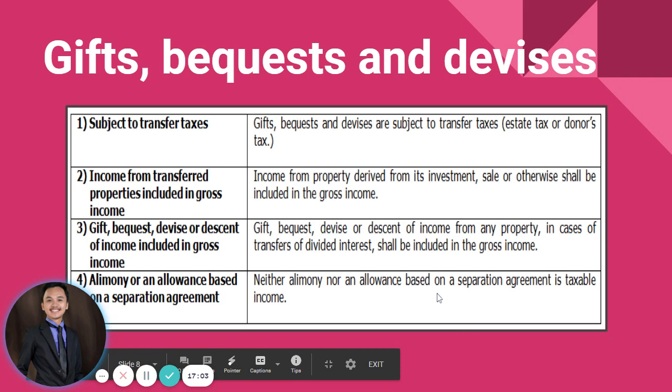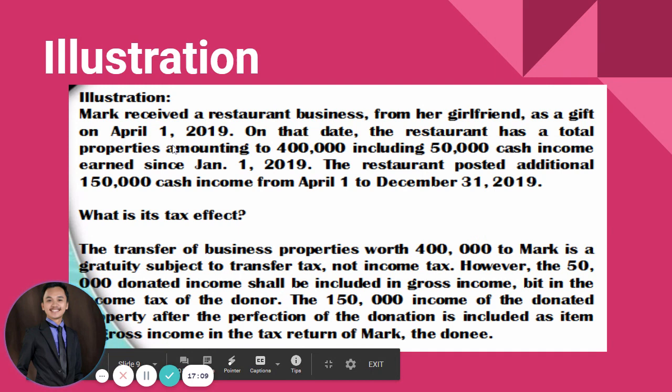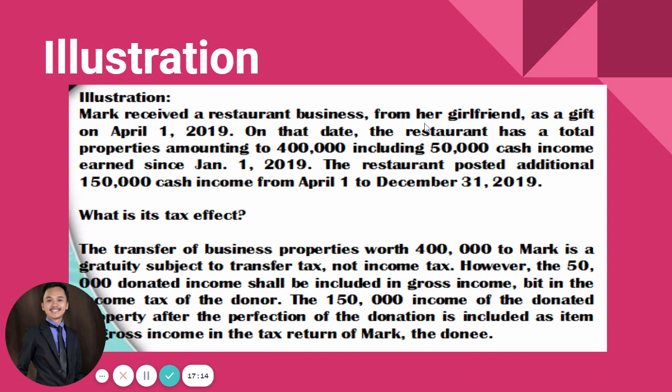Okay, example. Mark received a restaurant business from her girlfriend as a gift on April 1, 2019. Yes, you heard it right. Mark received a restaurant business from her girlfriend. Okay, what do we call this one, guys? What do we call this act between a girlfriend and a boyfriend? It's an act of sana all.